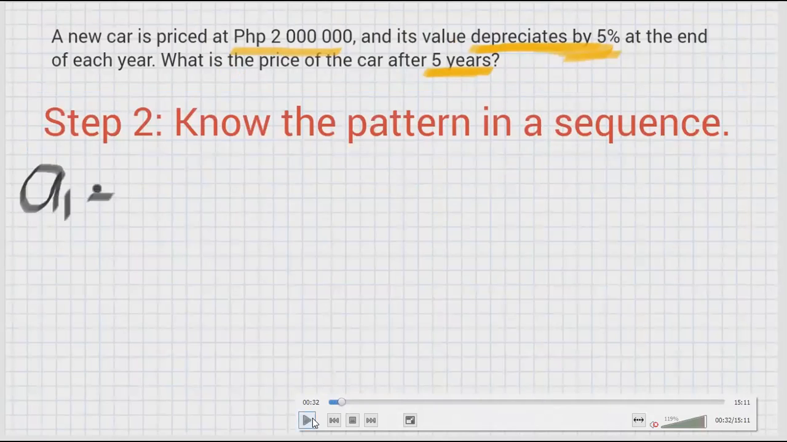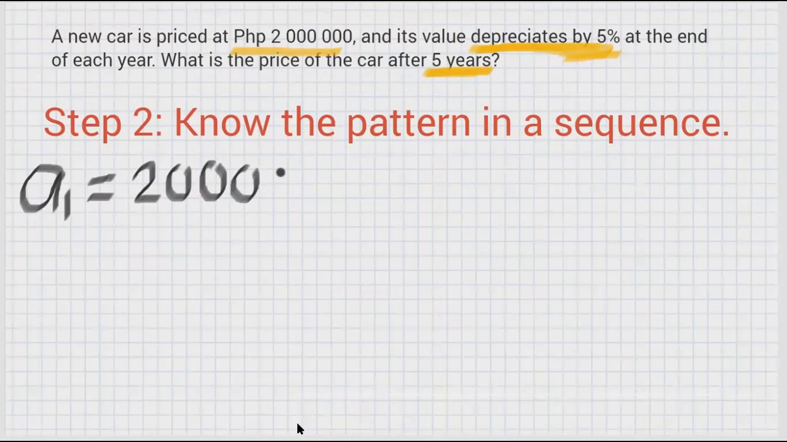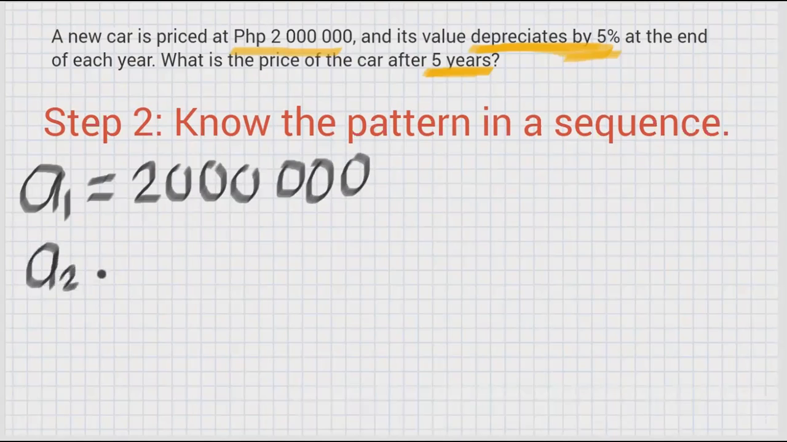So we know here that we have our first term, which is the price of the car. So 2 million is our first term. Let's write it down as our first term, 2 million. And our second term, how do we identify our second term? And of course, the third term. This pattern would be enough to identify what kind of sequence problem this is.